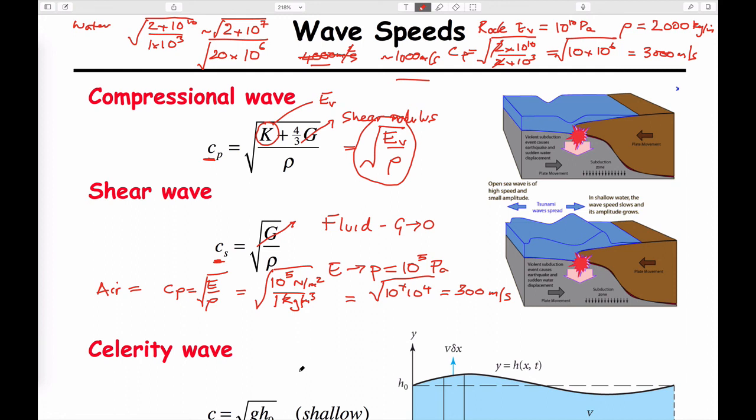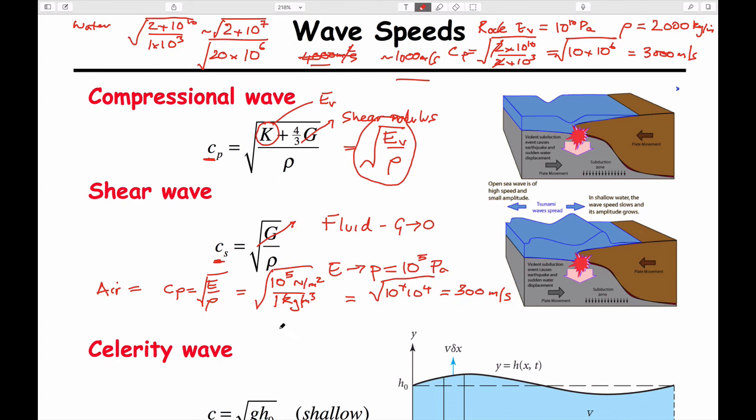And so if you're doing the calculation, this modulus is in newtons per meter squared. And this magnitude has to be in kilograms. These are our kind of standard units. You can check the units to make sure that they do come out to meters per second. But this is 300 meters a second.